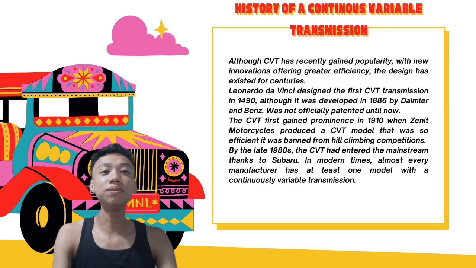The CVT first gained prominence in 1910 when Zenith Motorcycles produced a CVT model that was so efficient it was banned from hill climbing competitions. By the late 1980s, the CVT had entered the mainstream. Thanks to Subaru, in modern times almost every manufacturer has at least one model with a continuously variable transmission.